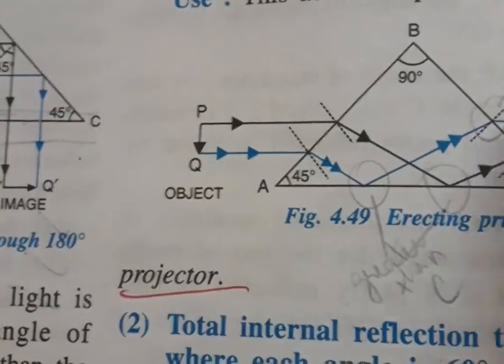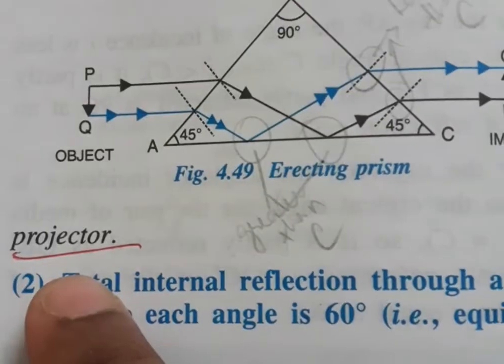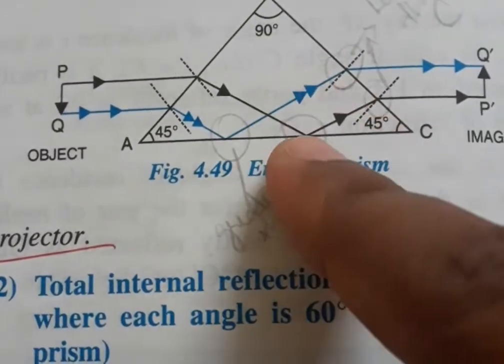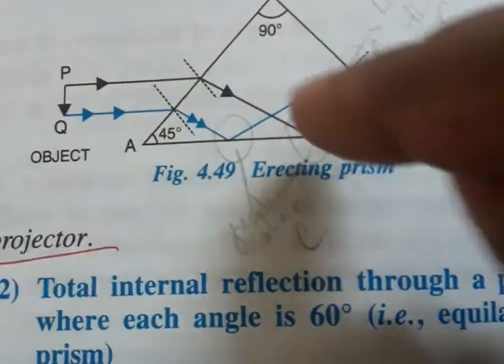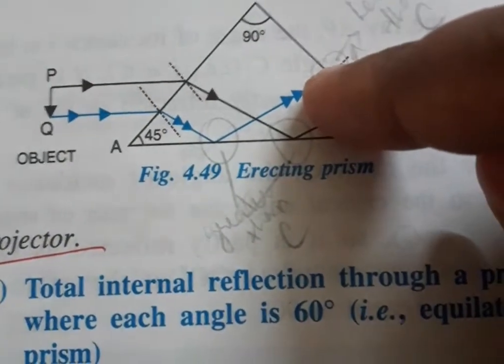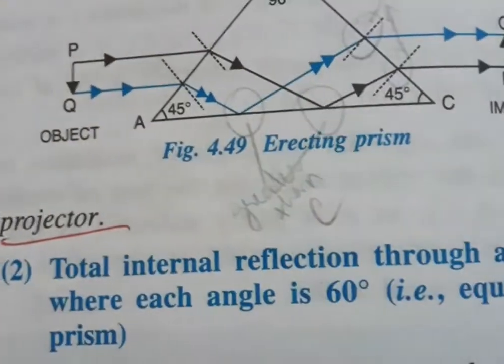So this prism we use in a slide projector. We use the prism kept in this position, with the object kept like this facing the prism, in a slide projector. Clear?